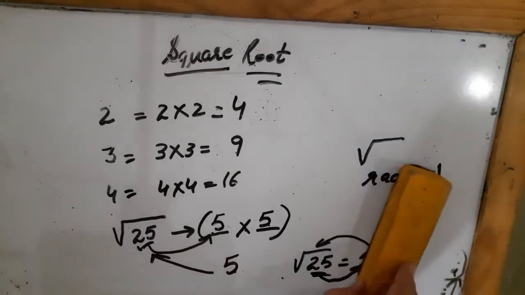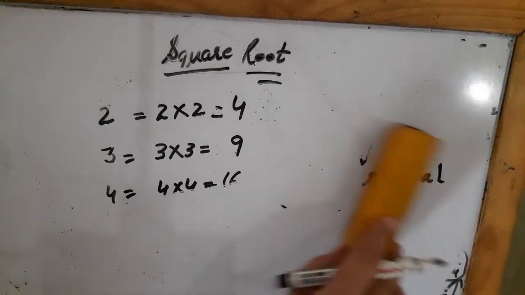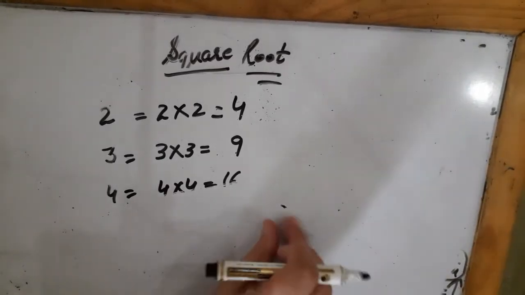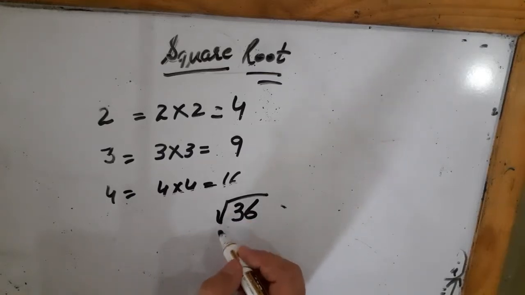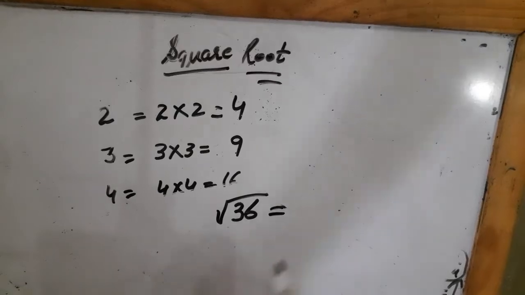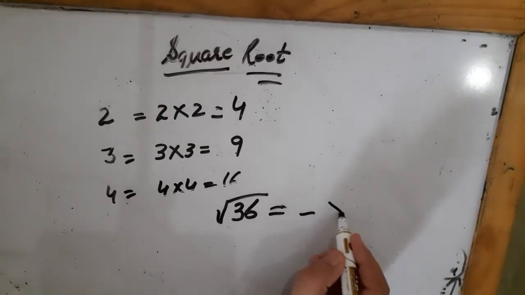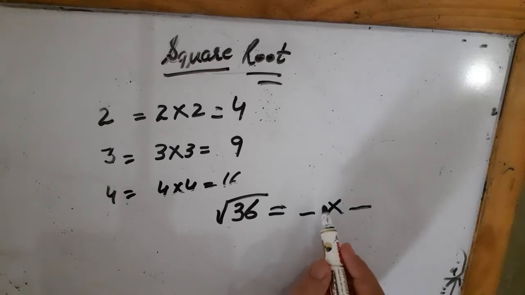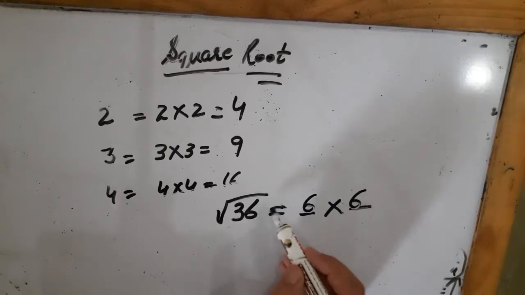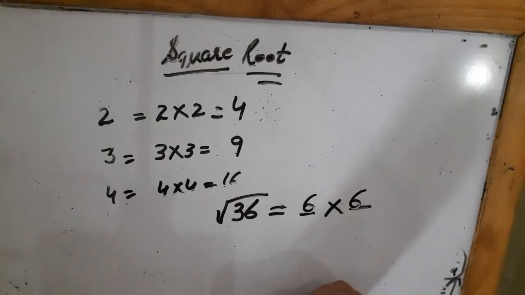Let me take one more example. Suppose I ask you, what is the square root of 36? This is the sign of the square root. What is the square root of 36? It means I am looking for such a number which, when I multiply with itself, will give you 36. Can you think of that number? Yes, if I take 6 and multiply by itself, I will get 36.